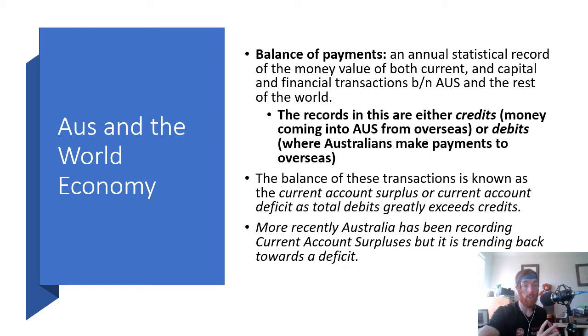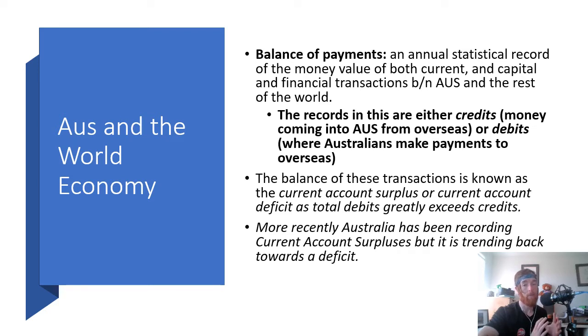Most often in Australian history, up until recently, it's been a current account deficit, where total debits exceed credits. So for the most part, we have had far more debits leaving the country than credits coming in. A large part of that has been because the interest repayments on our foreign debt are gigantic. We owe the rest of the world over $1 trillion. That's only going up with all the government spending that's occurring during this pandemic.